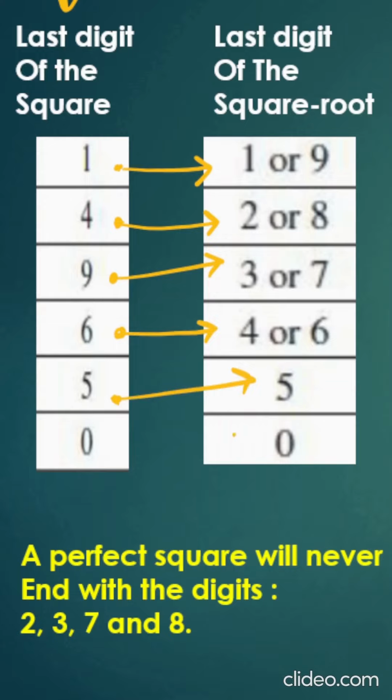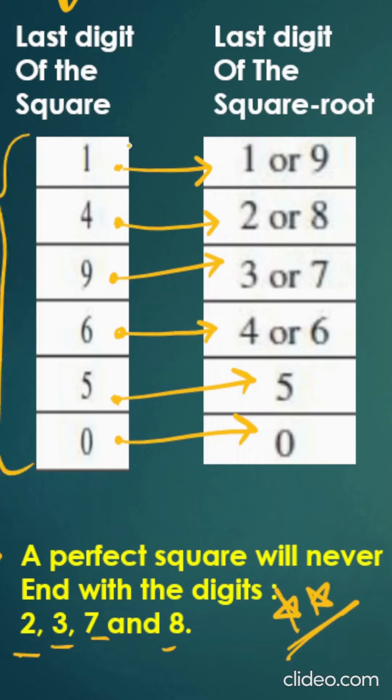If the last digit of a square is 5, then the square root ends in 5. If it's 0, then it's 0. Got it? Now, a perfect square will never end with the digit 2, 3, 7, 8. This is also very important: a perfect square number can never end with 2, 3, 7, or 8. Only these numbers can be the last digit of a perfect square number: 1, 4, 9, 6, 5, and 0.